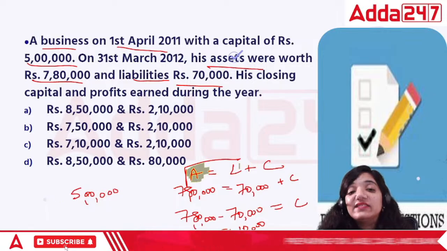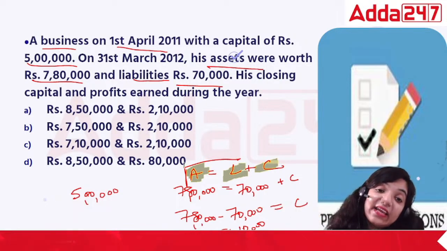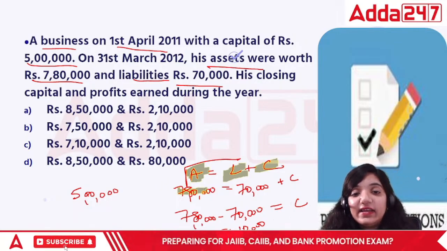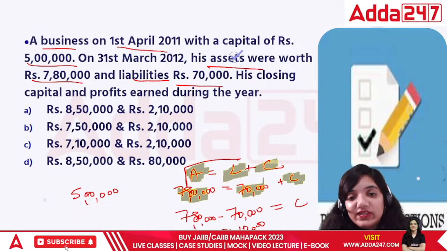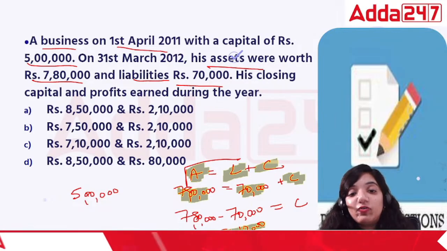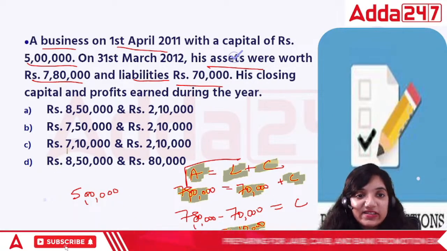I said that assets is equal to liabilities plus capital. So the money that I have in the business is 7 lakh 80. And this 7 lakh 80 is something where I've added 70 plus capital. So this is 7 lakh 80 minus 70,000, giving me a capital of overall 7 lakh 10. So the correct answer would be 7 lakh 10.